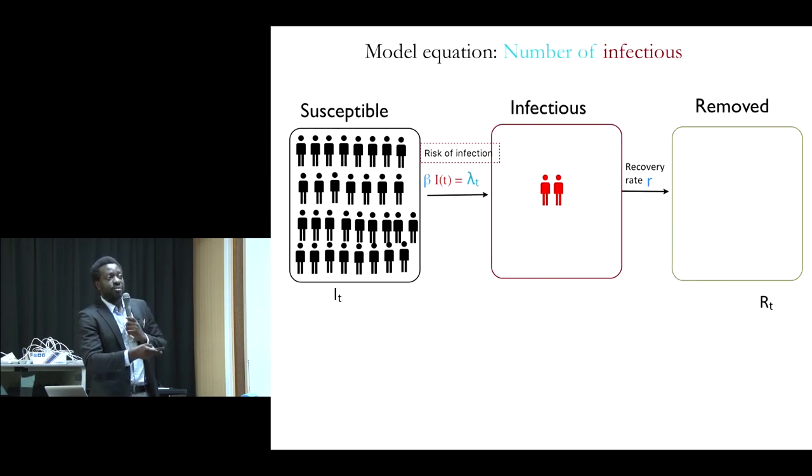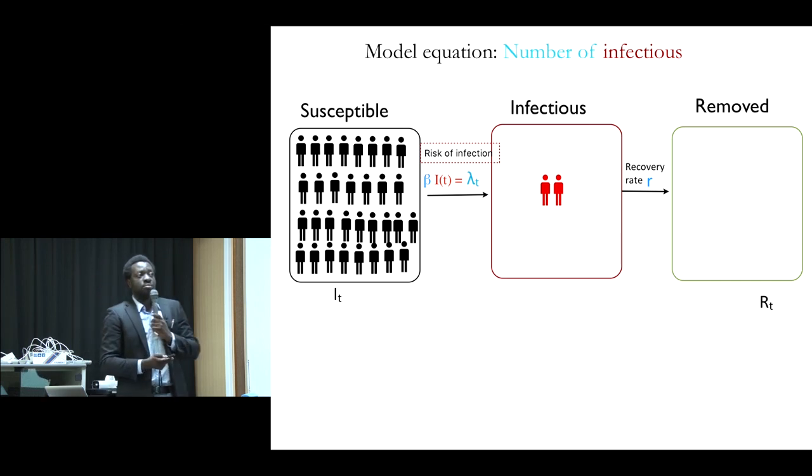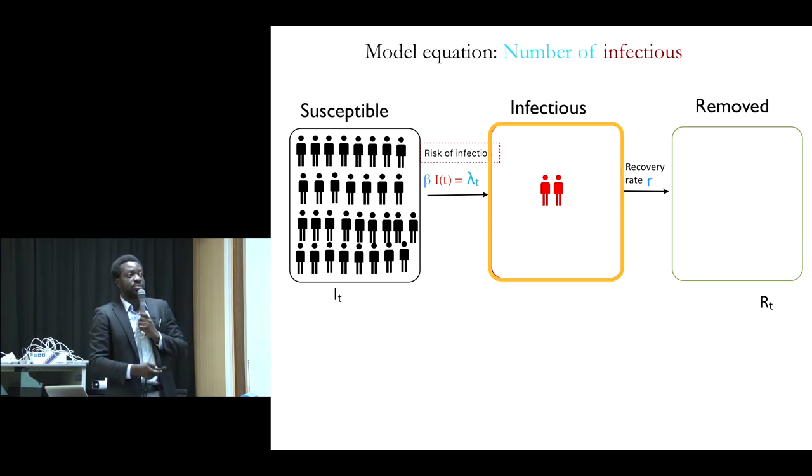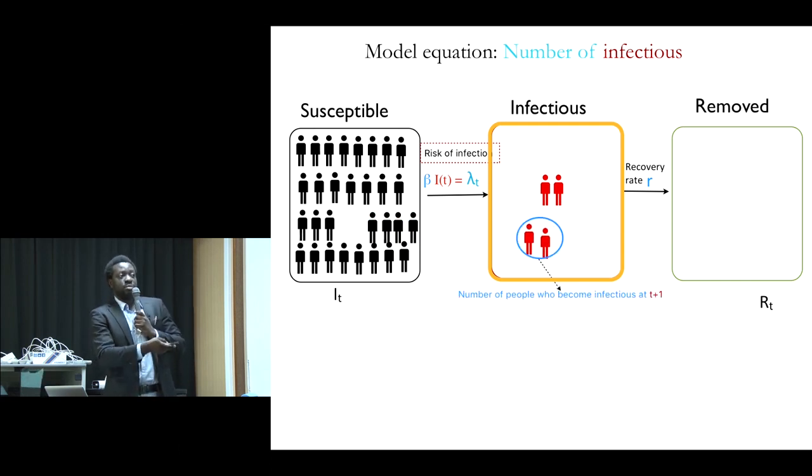So now we are here, infectious. We can also use an equation to predict the number of people here who are staying here every day. In a very intuitive way, you know that some people will come here, so there is a plus, and some people will leave this box, so there is a minus. So we have a plus and a minus. We have the new people here, which is the number of newly infected people.